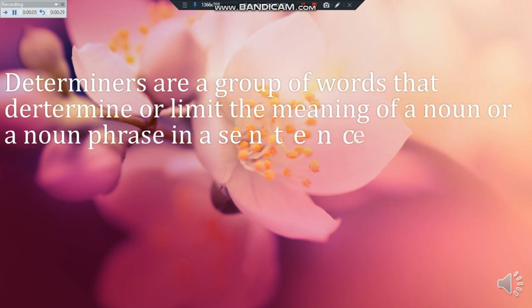Here is the definition of determiners. Determiners are a group of words that determine or limit the meaning of a noun or a pronoun phrase in a sentence.